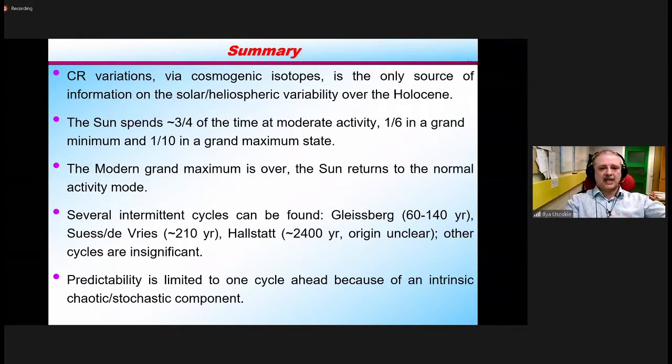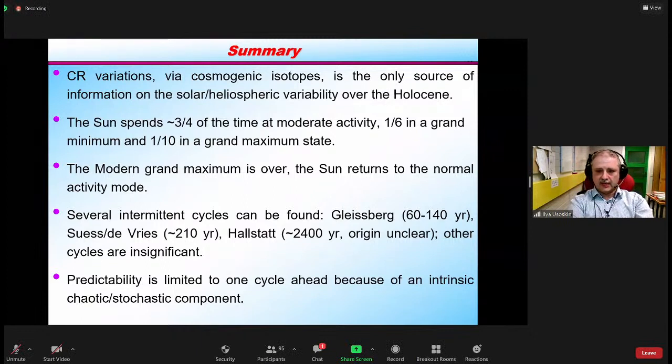And then I switch to the summary: cosmic ray variations via cosmogenic isotopes are the only source of information for quantitative studies of solar heliospheric variability over the Holocene. The sun spends 3/4 of the time in the regular moderate activity mode, about 1/6 in the grand minimum and 1/10 in the grand maximum states. And there are several intermittent cycles in the solar activity found during the last 10,000 years, ranging from Gleissberg, Suess-de Vries, to Hallstatt cycles. Other cycles are insignificant and still not confirmed.